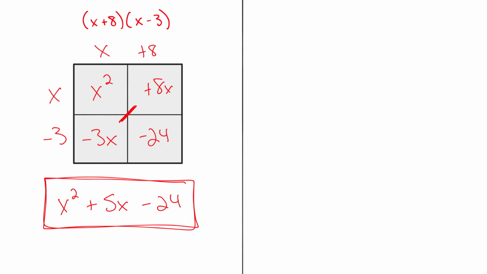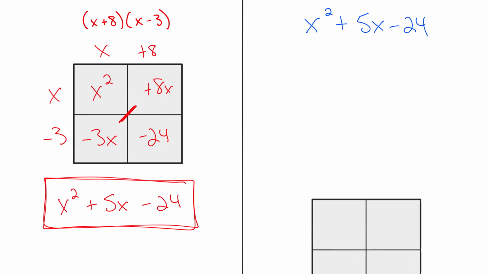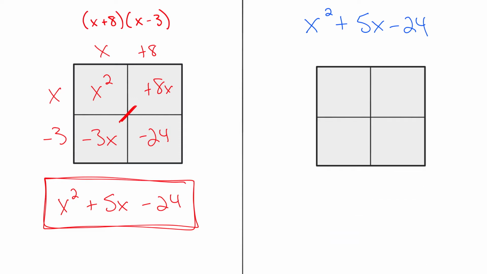What we're doing today is the exact same problem, just in reverse. So it's going to start off with giving you the multiplied out equation. Our goal is to find the original two binomials whose product is that trinomial. So we're going to need an area model. And here's how this is going to be different than what we did yesterday. The first term goes in the top left portion of the area model. The last term, the negative 24, goes in the bottom right portion of the area model.